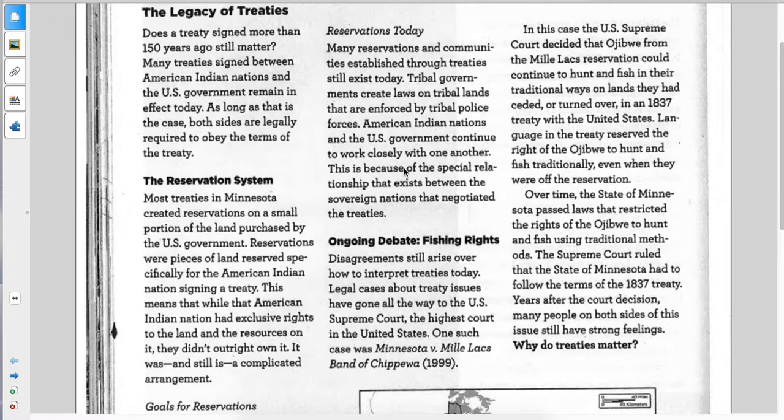So still to this day, American Indian nations have their own systems of government and ways of policing, etc., on the reservations, but they work closely with the U.S. government to enforce certain laws, etc.